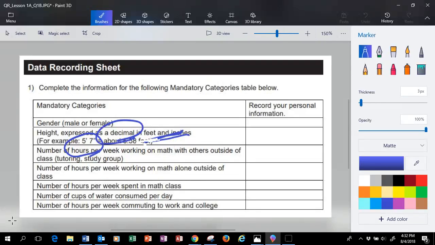And I can erase this part. Oh, that's not what I wanted to do. I don't want to do that either. Anyway. We can go up here and undo.